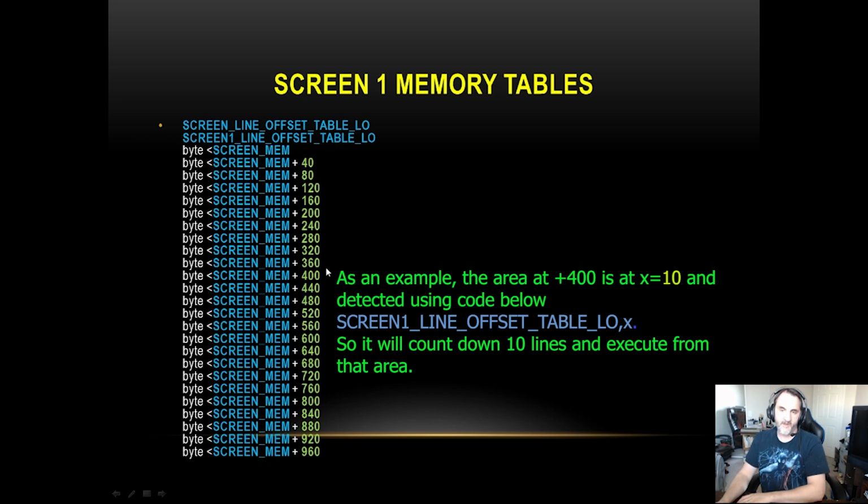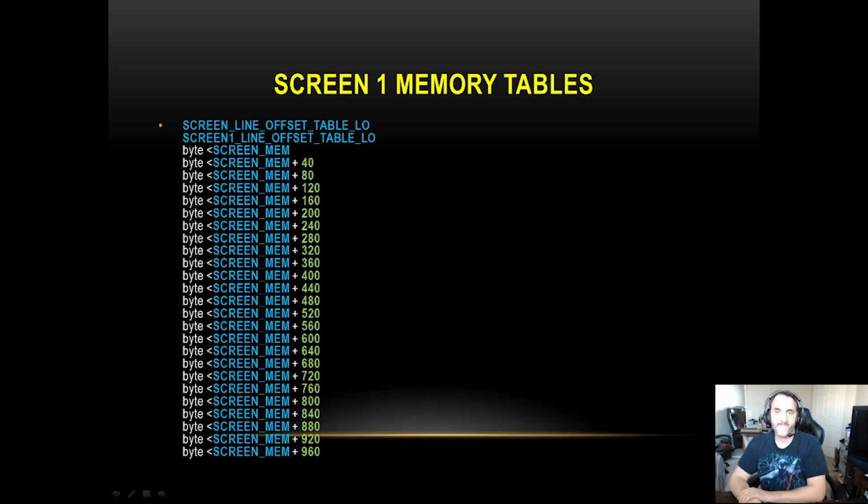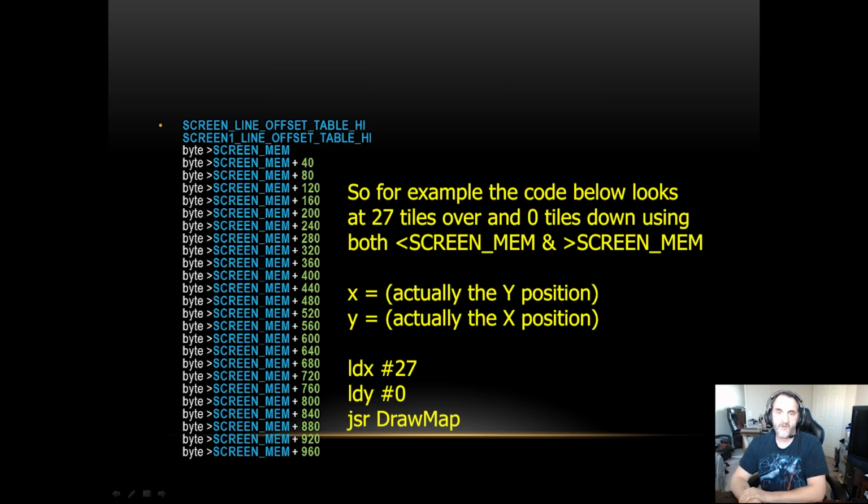Like if you were looking at, let's say you were at this line, and you wanted to see what was below on this line, easily you could use this table to find that. And that will be introduced much later when we get into our sprites and stuff. And here's the high bytes. Same technique, except one is the low nibble, this is the high nibble.